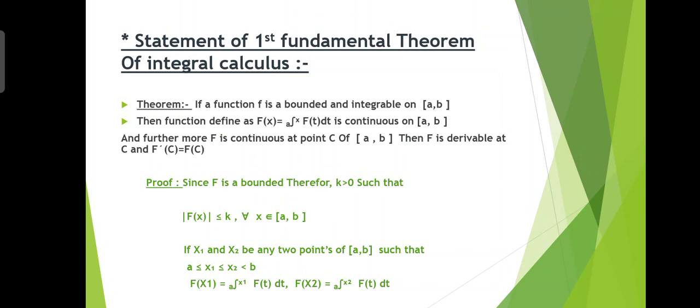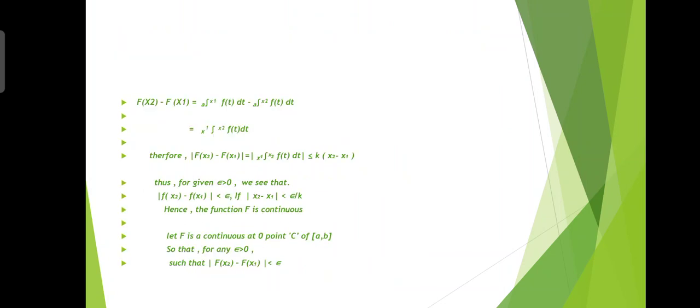is equal to the integral of f(t) between the limits a to x1, and F(x2) is equal to the integral of f(t) between the limits a to x2. Now F(x2) minus F(x1) is equal to the integral of f(t) from a to x2 minus the integral of f(t) from a to x1, which is equal to the integral of f(t) between the limits x1 to x2.